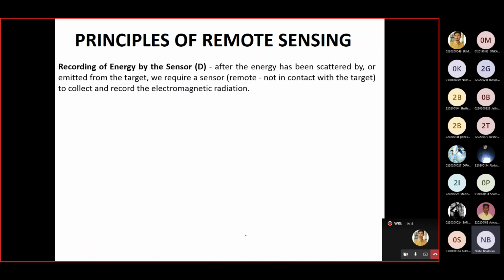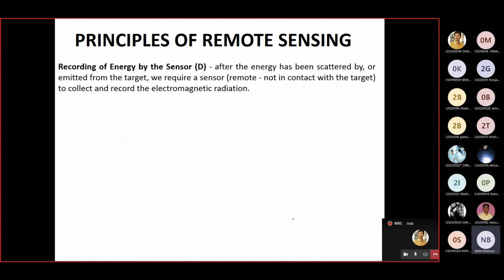Next principle is recording of the energy by the sensors. As I discussed in the previous slide about the reflected energy or the emitted energy from the objects, this energy is captured by the sensors which are attached to the satellites. When this energy is scattered or emitted by the targets, we require sensors which are placed remotely. Remote means not in contact with the targets. These are used for collecting or recording these electromagnetic radiations.